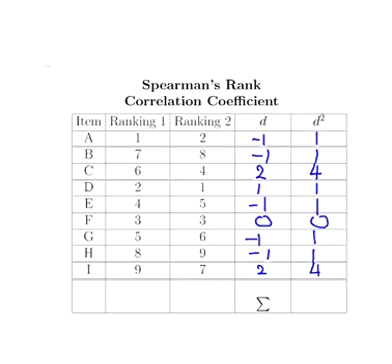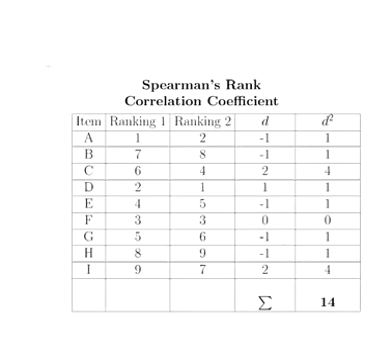So what we're going to do now is sum up all the values in the last column there. 1 plus 1 plus 4 plus 1 plus 1, that's 8 so far. 1, 1 and 4, that's 14 altogether. So 14. So just to confirm, this is what we should be looking at here.